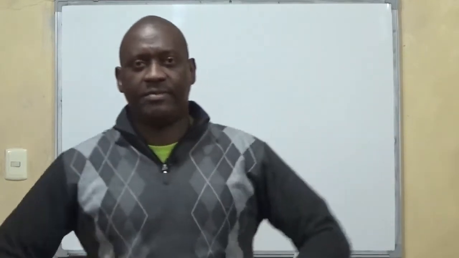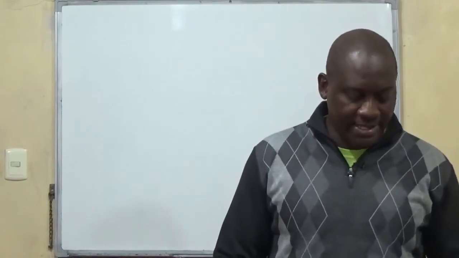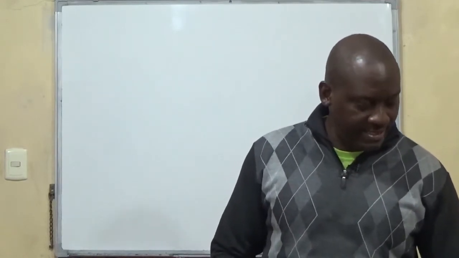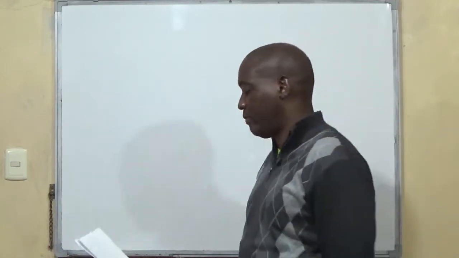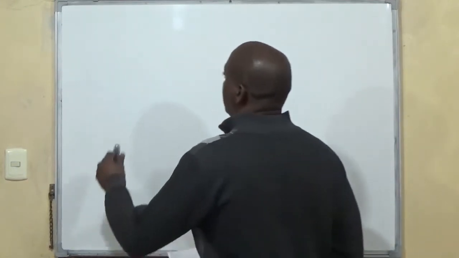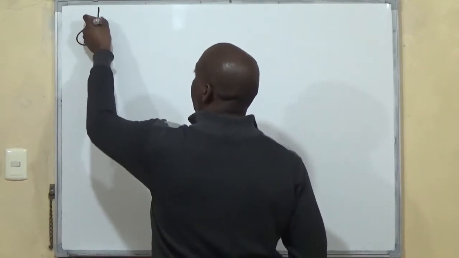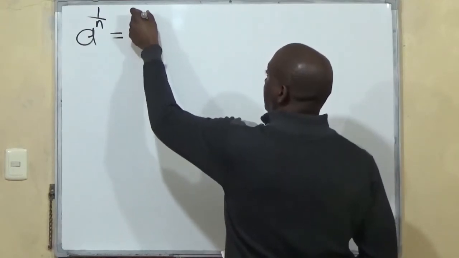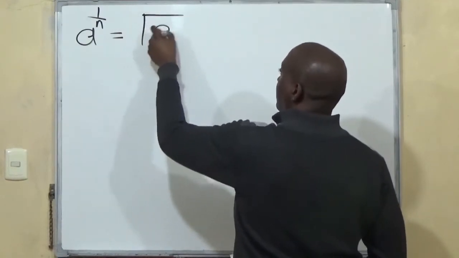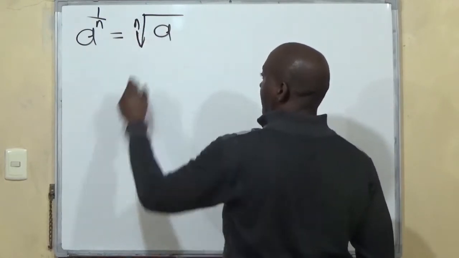Right, so watch carefully now what we're going to see here. This is just a variation of the last set of laws that we were dealing with. We said that a to the power of 1 over n, the nth root of a, is written as a under the square root sign with an n up in the corner.